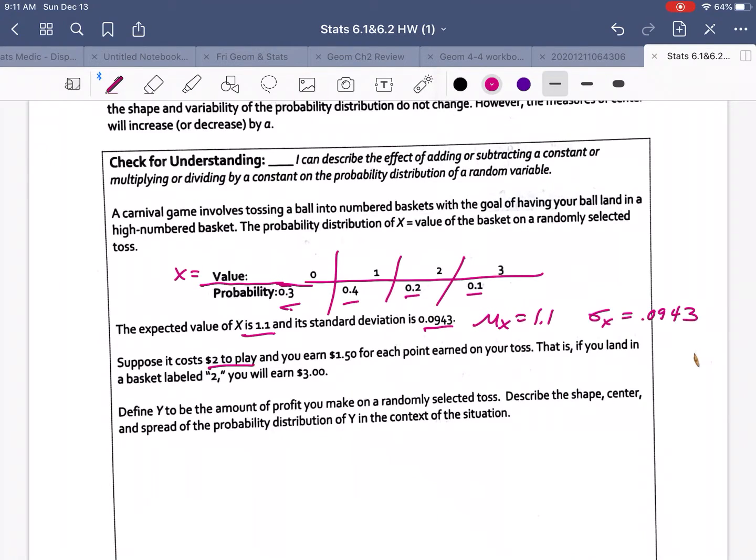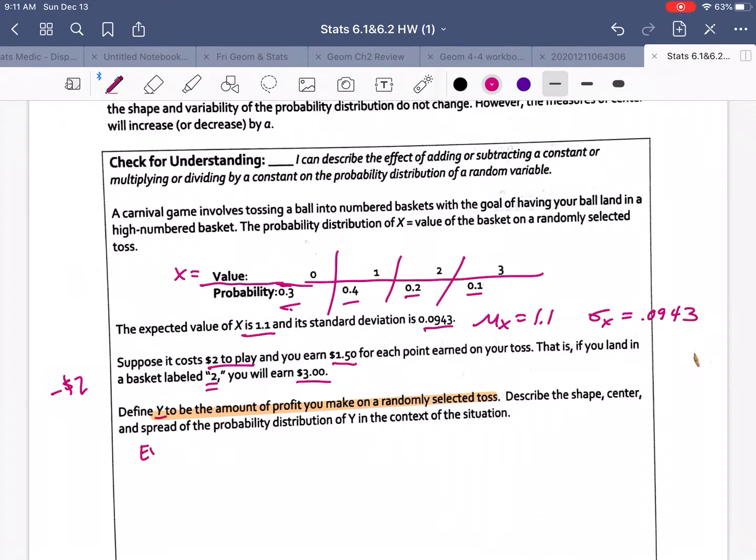So it says, suppose it costs $2 to play. Well, I'm going to call that -2, right? Because that's $2 you don't have anymore. And you earn $1.50 for each point you earn on your toss. So if you land in the basket labeled 2, you'll earn $3. So we need to define Y as the amount of profit you'd make on that toss.